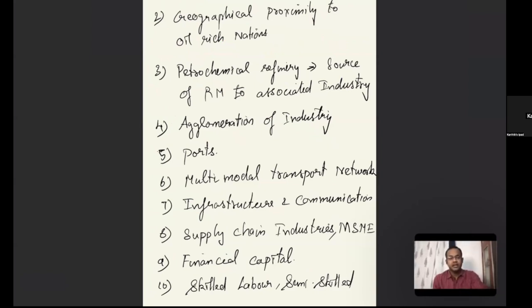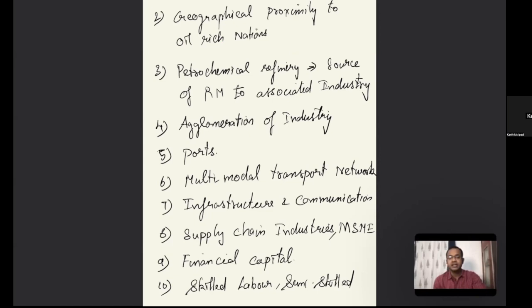So that is the reason why more than 30% of petrochemical refineries and refined products come from the Gujarat regions. Next, Maharashtra: a large share comes from the western coast itself, because of the proximity. Third, petrochemical refineries being the source of raw material to associated industries like pharmaceutical, fertilizer, synthetic textile, and plastic industries. Some products are also used for the paint industry and pharmaceutical industries.